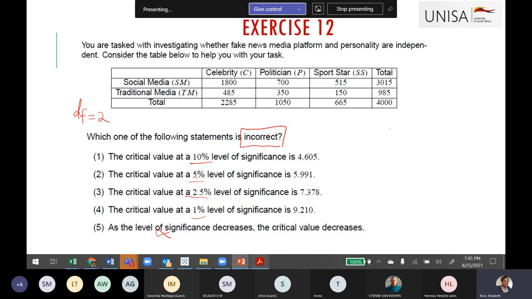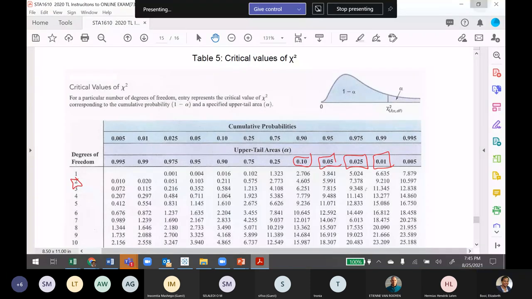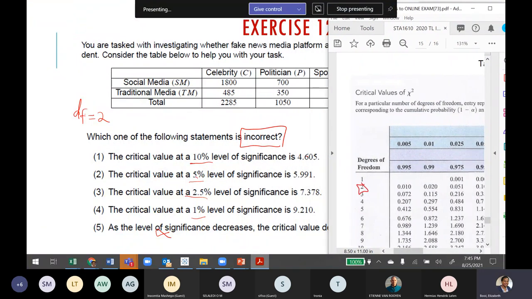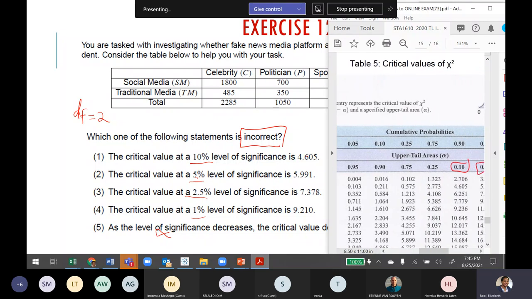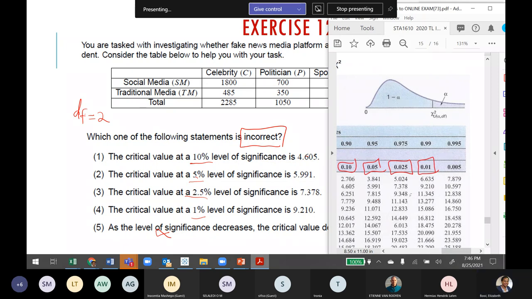Yes. So if we open the table, I just want to make it smaller. We know that it's the second row. It is that row that we're looking for, the second row. So if I put it here, line number 2, for 10% is 4.60. And 5% is 5.9. That is the answer for number 1, answer for number 2, answer for number 3, they are the same, and answer for number 4. That is correct.